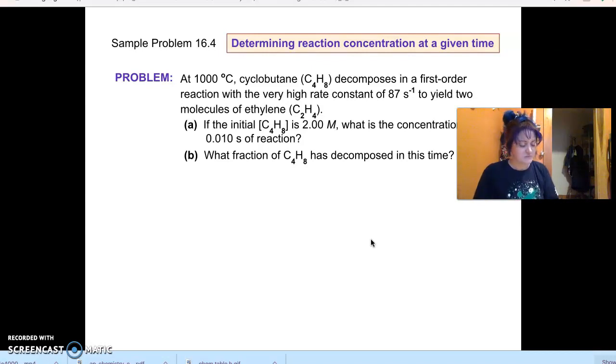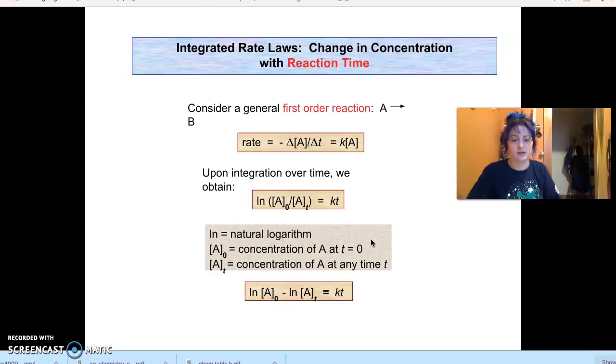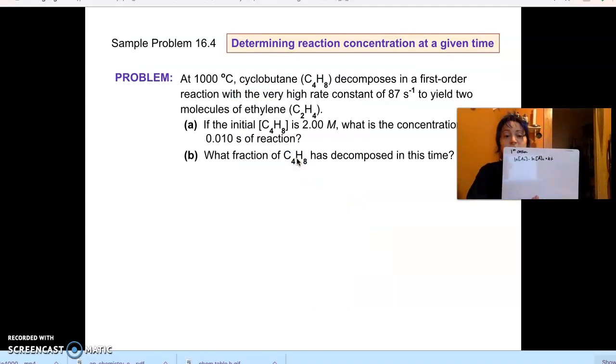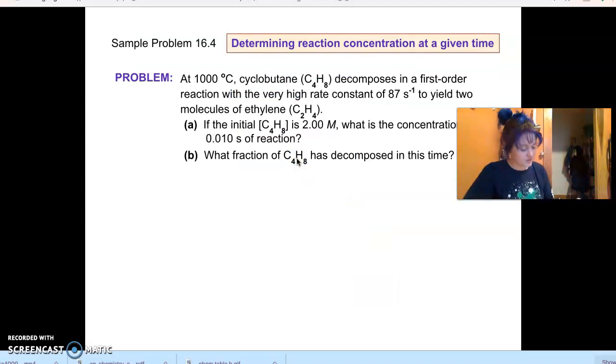All right. So what we first need to know is that this is a first order reaction. Now let's go back and look at what the integrated rate law is here. So it's ln A naught minus ln A at time t equal to kt. Just to keep you updated with what I'm doing here, I'm writing the integrated equation here. Now they also gave us k, the rate constant, equal to 87.1 per second.